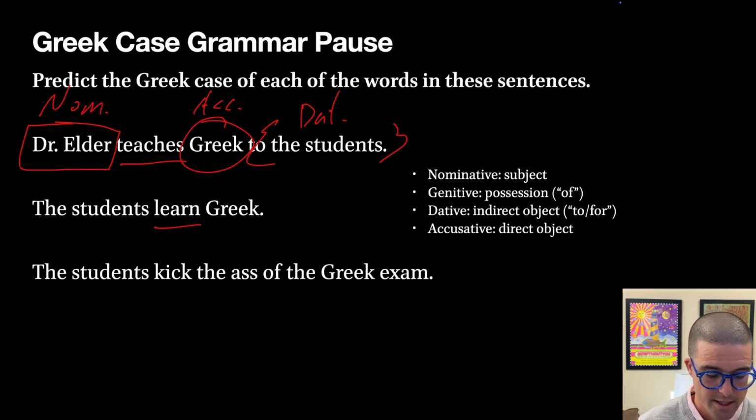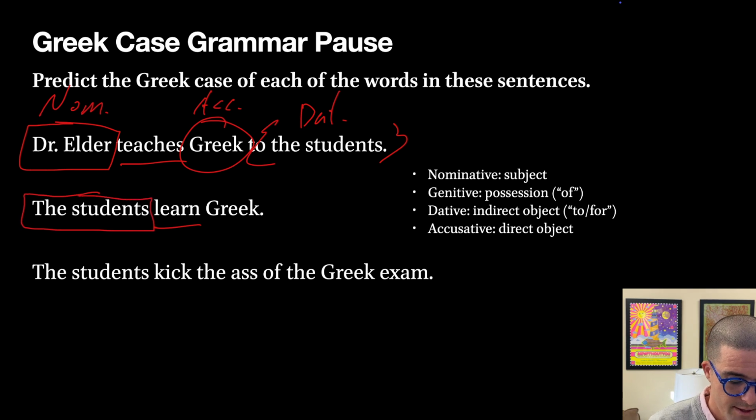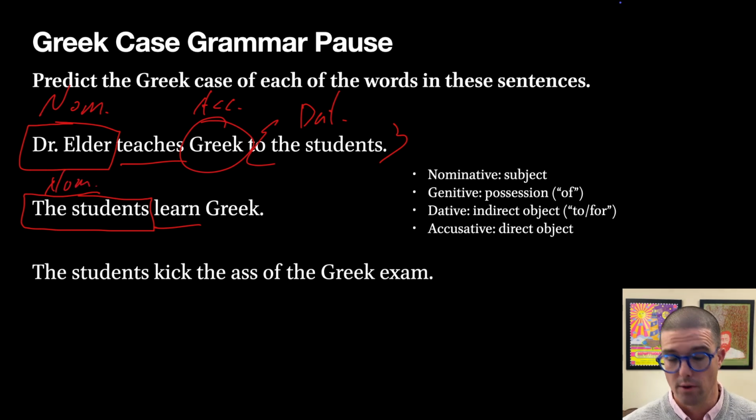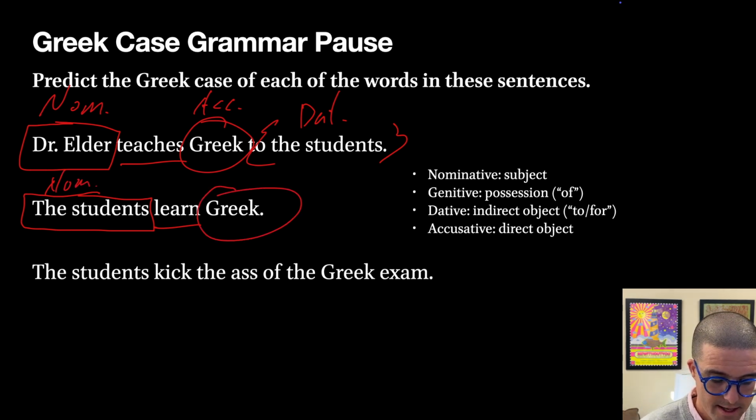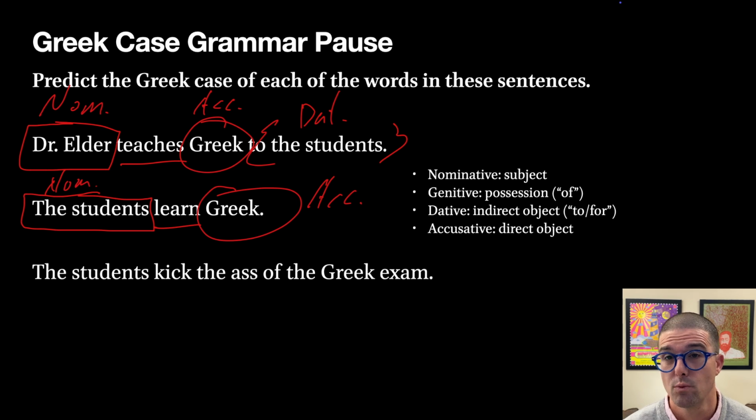Down here, "learn" is our verb. Always best to find the verb first. The students are the subject doing the learning. They're doing the action of that verb, so it's going to be in the nominative. And then Greek is what is being learned. It's the object of the verb, so it's in the accusative.